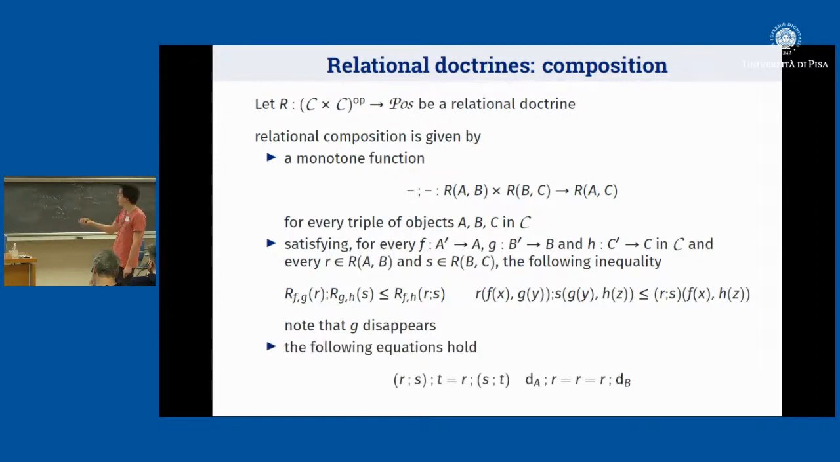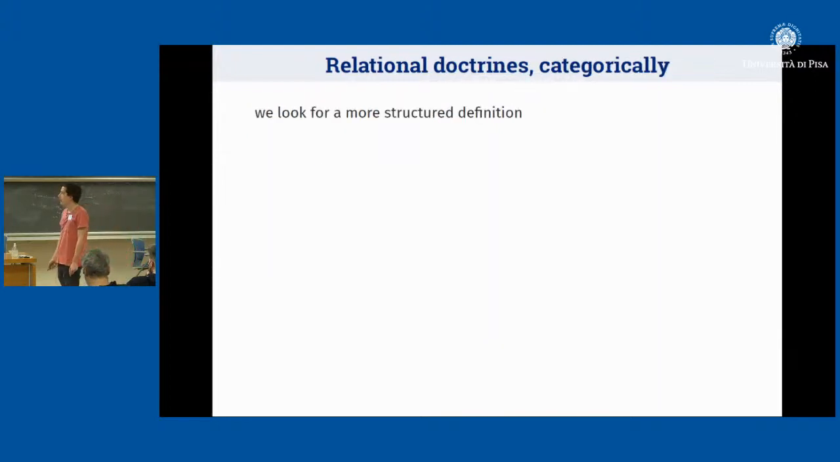And moreover, we require the usual equational axioms for relational composition and identity. So relational composition is associative, and the identity relation is the neutral element. Okay, fair enough. These are relational doctrines, pretty simple. But let's have a more structured perspective on this.